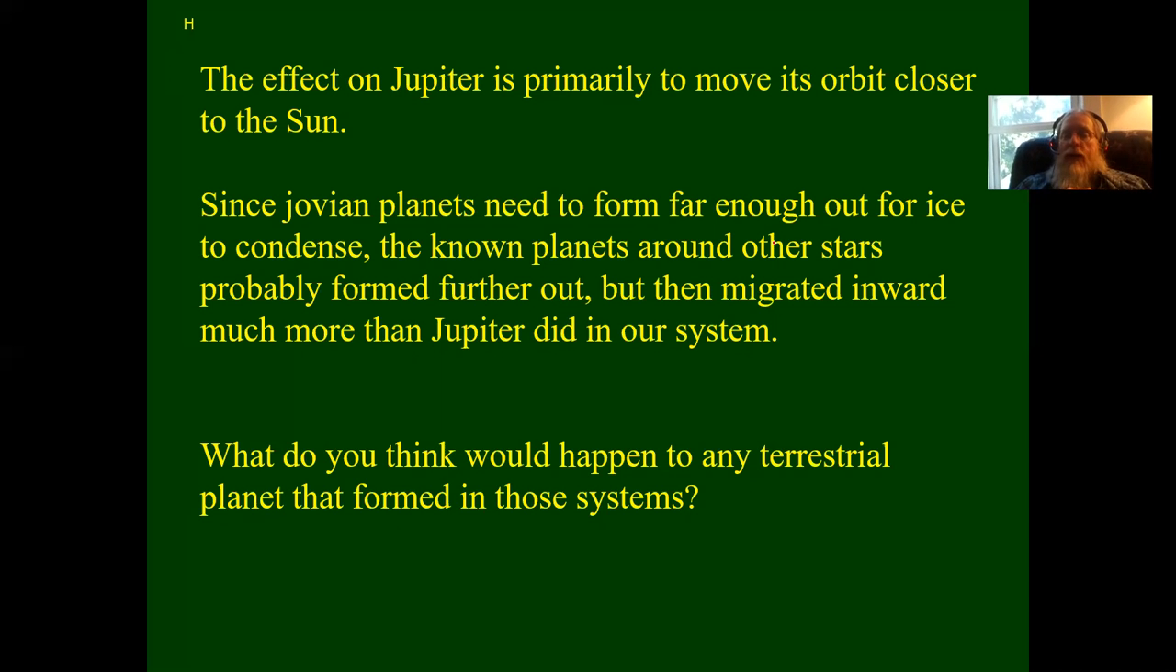To make a planet as big as a Jovian planet, you need to form them outside the snow line, where you've got ice to build up enough mass fast enough. So probably what the hot Jupiters did is they formed further out from their stars, outside the snow line. They just migrated inward a lot more than Jupiter did in our system.